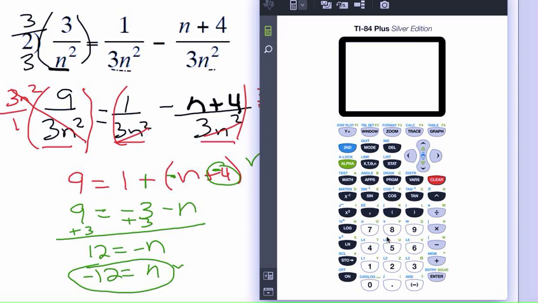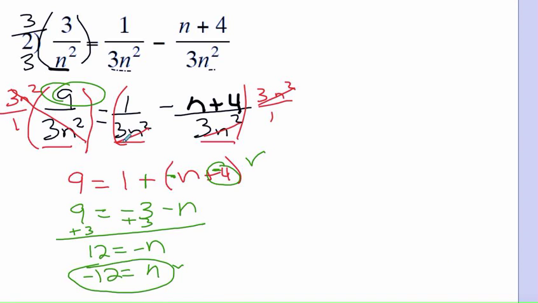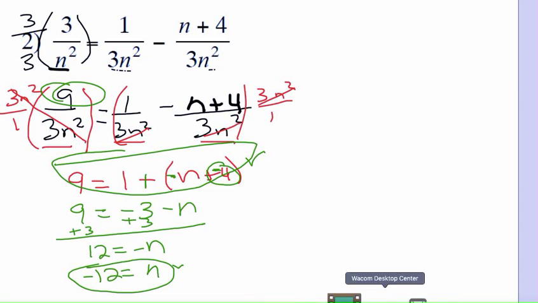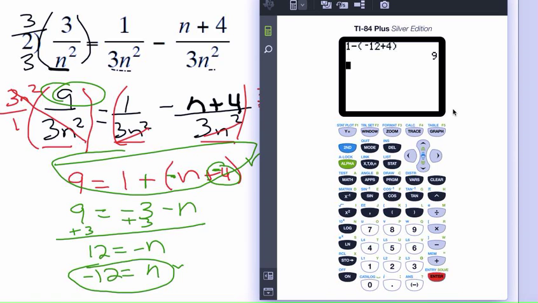Alright, so I'm going to put 1 minus the quantity negative 12 plus 4, and that equals 9. Well, what's the other side of your equation? 9. All I did was plug it into this top one, because it's easier to do than do all the fractions. And you're allowed to do that. That's the beauty of math once you get the equation solved.